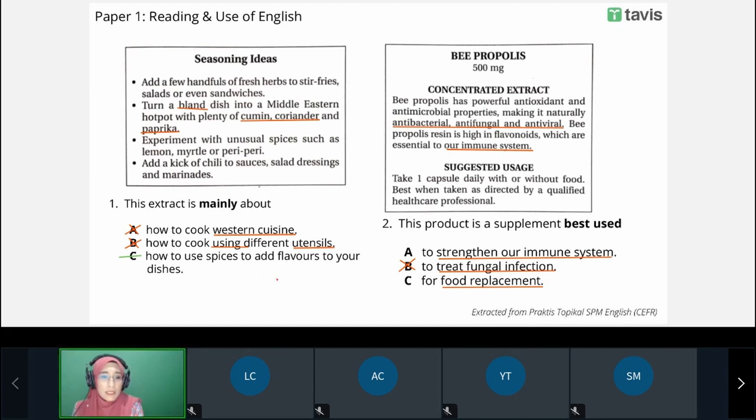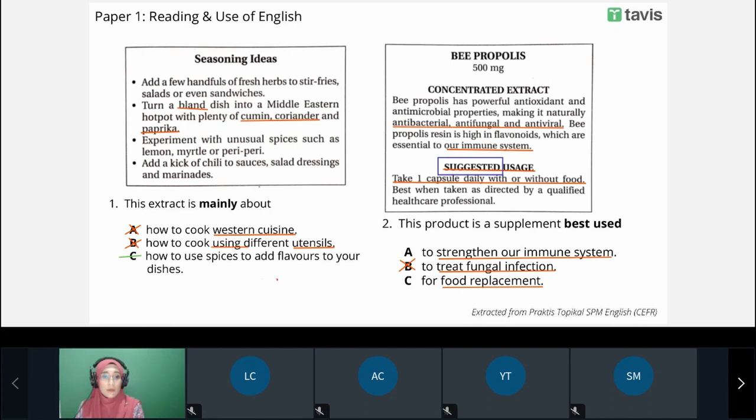So suggested usage: take one capsule daily with or without food, best when taken as directed by a qualified healthcare professional. So you need to seek a healthcare professional first before you take this. All right. So here, take one capsule daily with or without food. This is suggested usage. Suggested. So when you say suggested usage, it's entirely up to you. The word suggests here is entirely up to you. Okay. It's just a suggestion, okay?